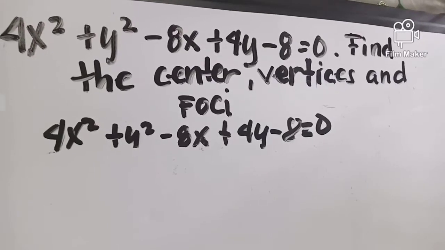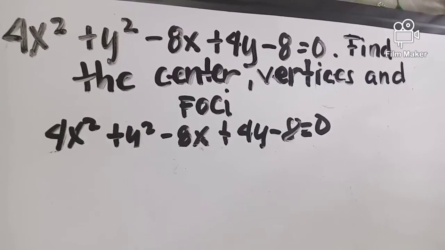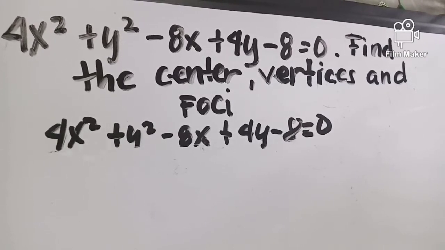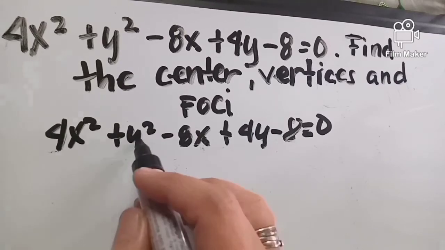Okay guys, welcome again sa YouTube channel ko. Pagpapatuloy natin ang pagkuha ng center, vertices, and foci ng ellipse. So, meron tayong given na equation na 4x squared plus y squared minus 8x plus 4y minus 8 is equals to 0. So, i-rewrite lang natin uli siya.